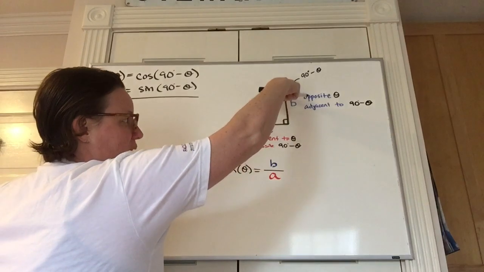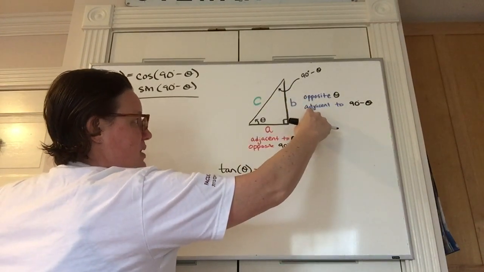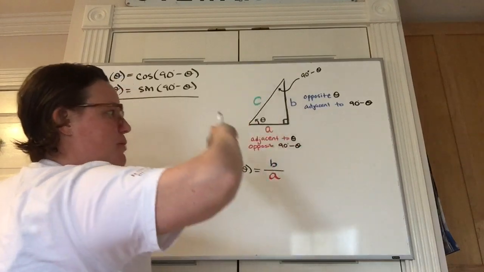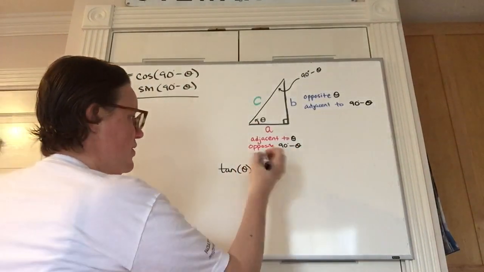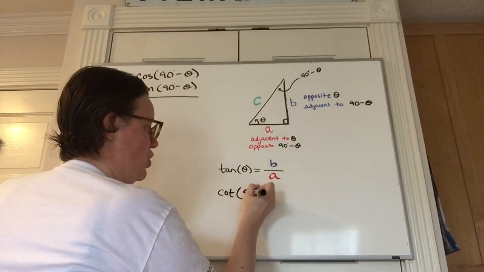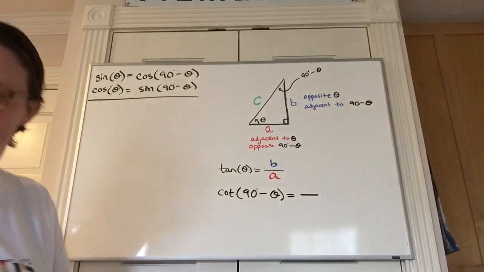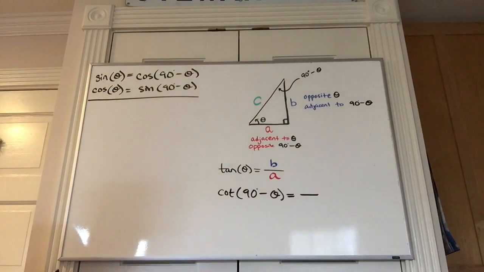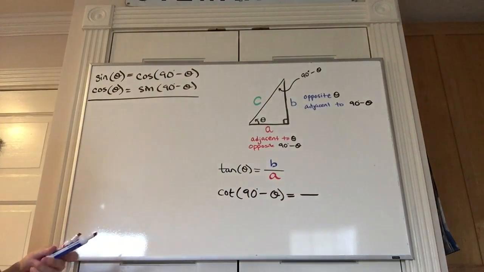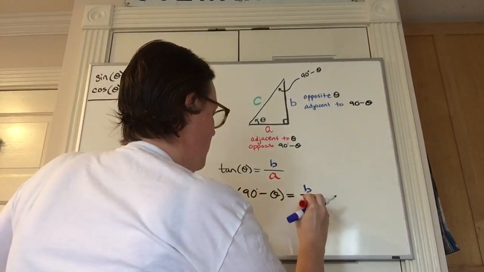So if we look at 90 minus theta up here, B over A would be the adjacent side over the opposite side. It would be the reciprocal. So it turns out that the tangent of theta is actually exactly the same as the cotangent of 90 minus theta, right? If cotangent is adjacent over opposite, that would also be B over A.